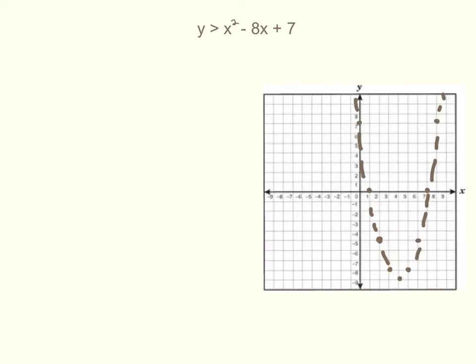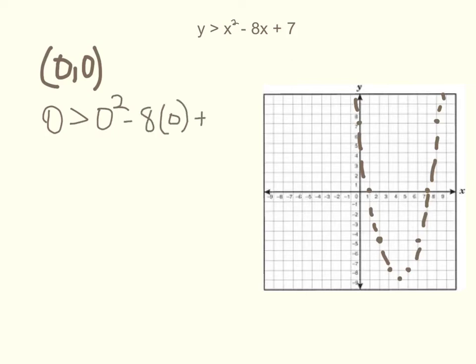Now I'm going to use the 0, 0 test just so you can see both ways. So I'm going to substitute 0 for the x and 0 for the y. So 0 is greater than 0 squared minus 8 times 0 plus 7. And we know that 0 squared is 0. Negative 8 times 0 is 0, plus 7. So is 0 greater than 7? And the answer is no, it's not.